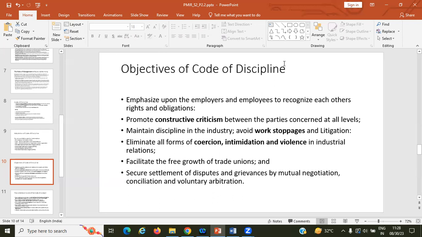So these are the objectives of the code of discipline. We studied when it was implemented, when it was adopted, then the meaning of the code of discipline. Then we also studied who initially accepted the code of discipline, what the government organizations and trade unions were, then the objectives of the code of discipline.